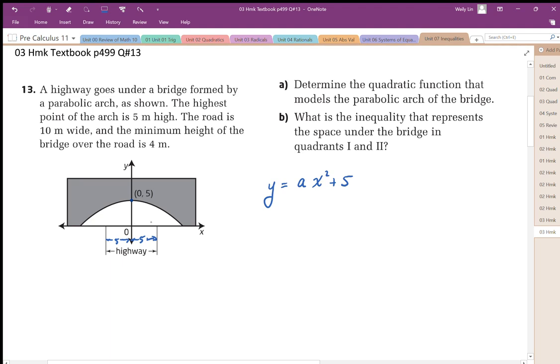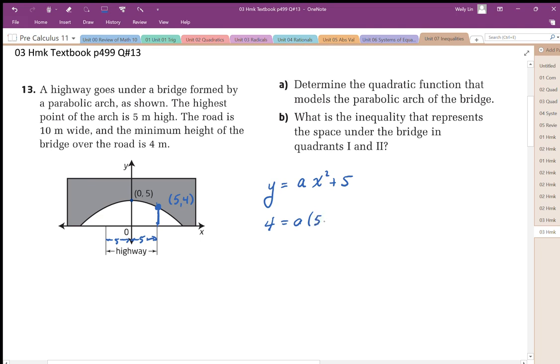So we know that at this point 5 meters over, the height has to be 4 meters. Okay, so it says that the minimum height above the road is going to be 4 meters, and that point would represent the point at which we would get the minimum height. So we now have a coordinate, and we can then solve for a by plugging in that coordinate. So the key is identifying that blue dot there at (5, 4).